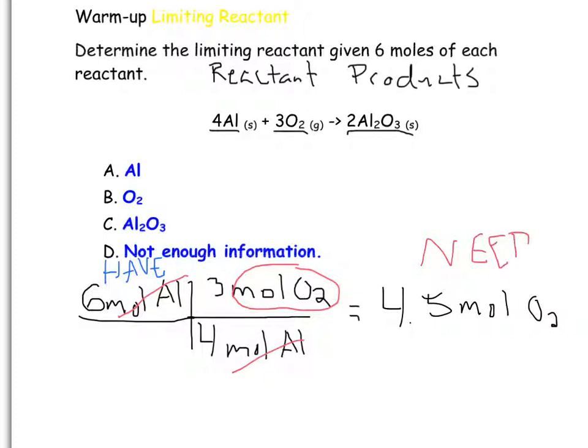So since I need 4.5 moles of O2 to use up all 6 moles of aluminum, and I know because it told me up top here I have 6 moles of each reactant, so this is also telling me I have 6 moles of O2, but I only need 4.5, so therefore we know that oxygen is in excess, and that is going to make my aluminum my limiting reactant.